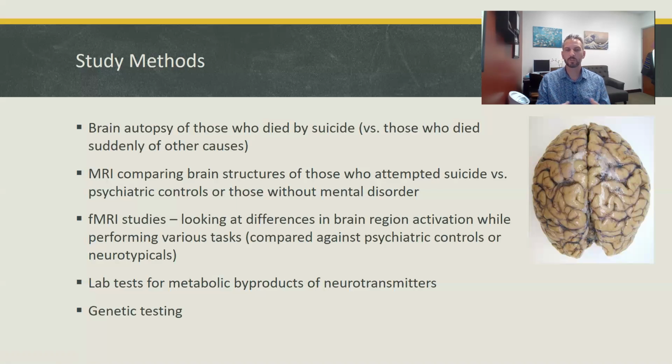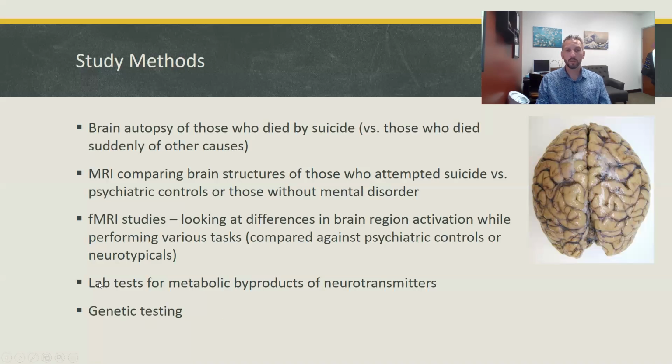So it can show potentially brain areas that have higher or lower activation among those who have attempted suicide or who have thought about suicide as compared to others. And those others, again, could be psychiatric controls or neurotypicals, people who don't have any mental disorders.